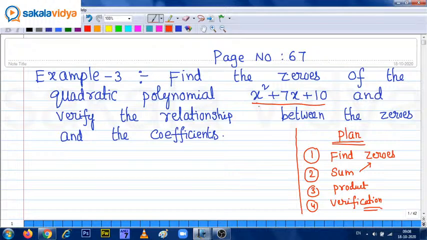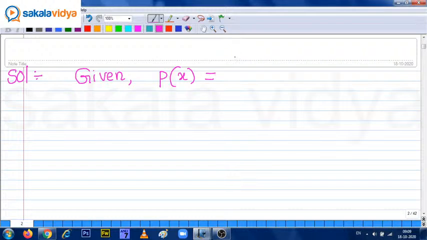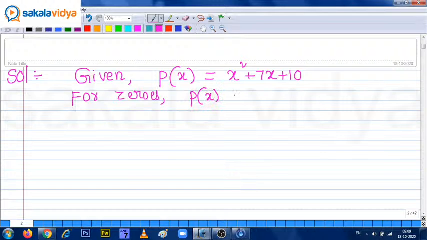So this is the given polynomial x square plus 7x plus 10. We need to verify the relationship between the zeros and coefficients. Solution. Given p of x equals x square plus 7x plus 10. First step, for zeros, p of x is equated to 0. So that implies x square plus 7x plus 10 equals 0.